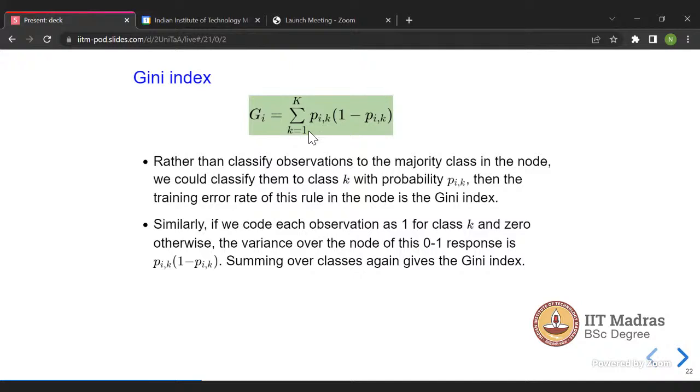Remember, if there are only two classes, p_ik (1 minus p_ik) is going to be your variance. You can think of this expression as treating each observation as 1 and all other observations as 0. Then it is going to be the variance, and we sum over all such classes. So actually, Gini index captures the degree of inequality in that particular node.